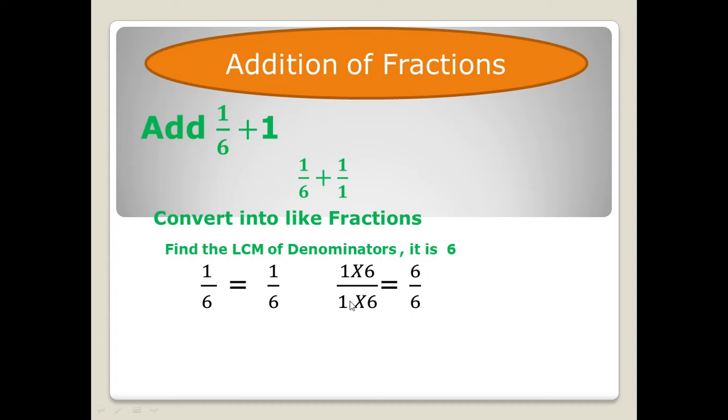Look at the second figure, that was 1 over 1. We have to convert the denominator 1 in such a way that it becomes equal to the LCM. So we will multiply 1 with 6 to make it 6, and once again we will multiply the numerator also with 6, because with whatever figure we multiply the denominator, we have to multiply the numerator too, so that the original value remains the same. It will be converted into 6 over 6.